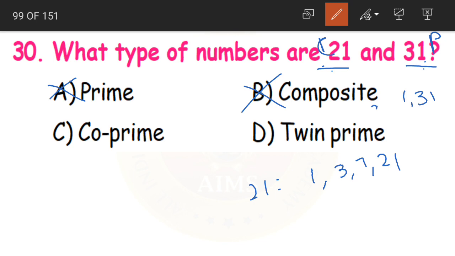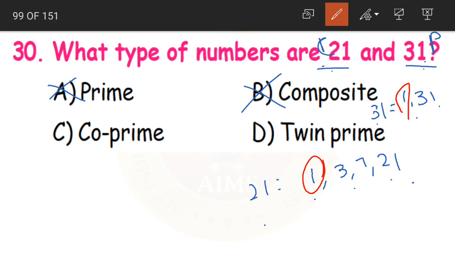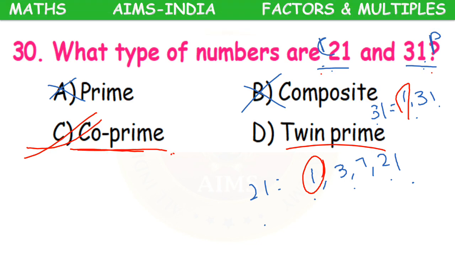The factors of 21 are 1, 3, 7 and 21. The factors of 31 are 1 and 31. They both share only 1 as their common factor. Now what will these be called, children? Will these be co-primes or twin primes? They will be called co-primes. Yes, when any two numbers have only 1 as their common factor, they are called co-prime numbers.